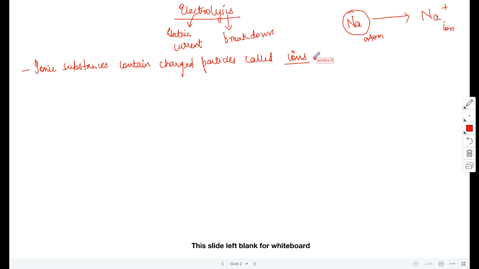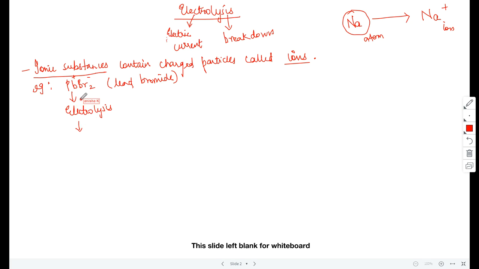Now we were talking about ionic substances, right? For example, lead bromide, PbBr2. This compound, lead bromide, contains positively charged lead ions and negatively charged bromine ions, right? And when we apply electrolysis to this, what is electrolysis? It is a process through which these ionic substances are broken down with the help of electric current. So we are passing electricity through this. Once we pass electricity, it's just breaking down.